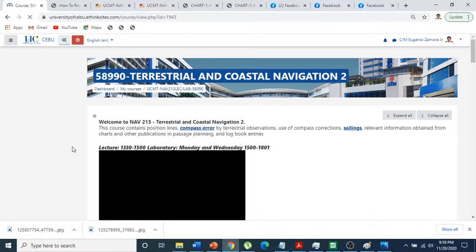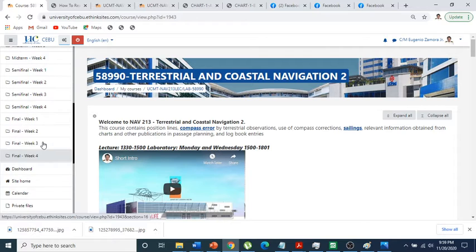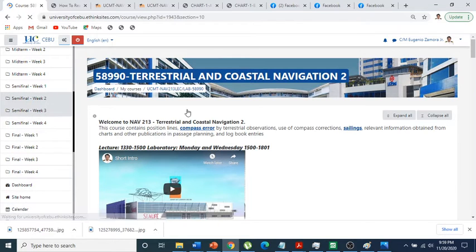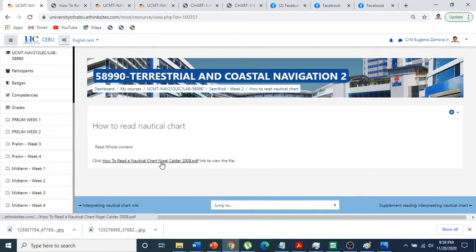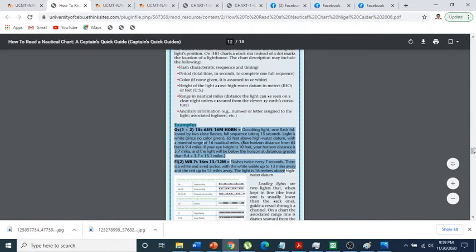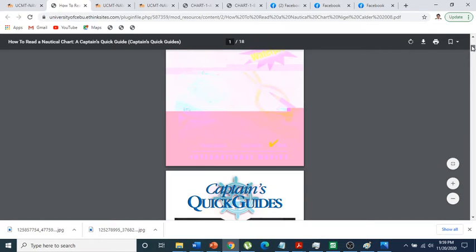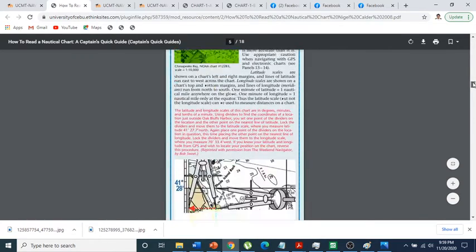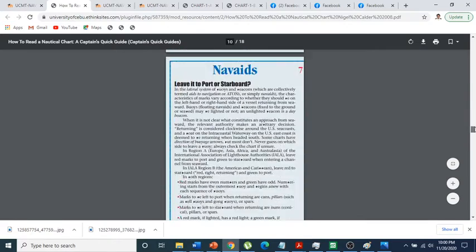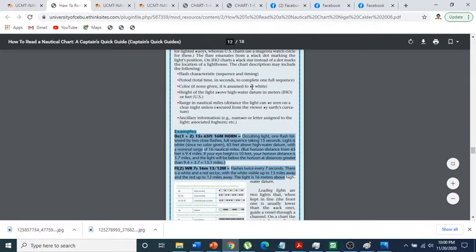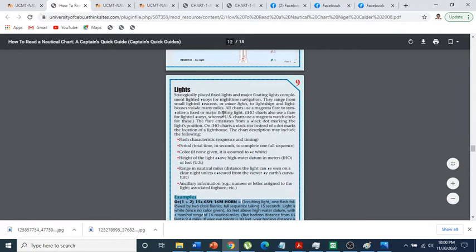I hope you did the asynchronous material on this book, because this is what we are going to be using to read the lighthouse. When you open this book, it will be this one. Actually this is a good book, so I trust that you are already familiar with this. So now focus your attention on the lights. So how to read the lights.